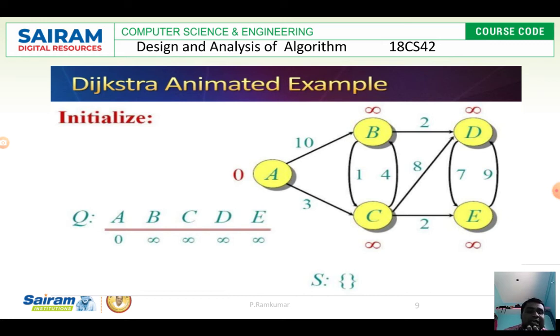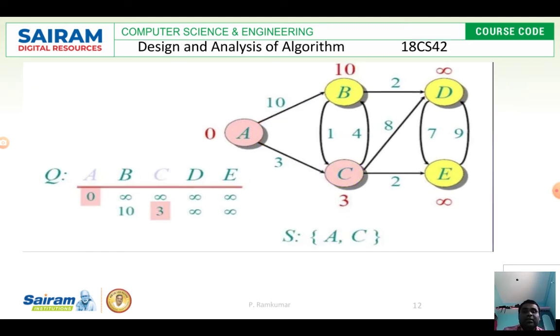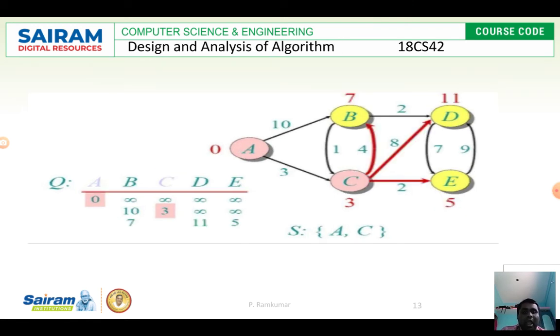Next, I'll consider A as well as C. Now A, then AC. Next, I'm going to consider from C to all other vertices. From C to B, the distance is 4. From C to D, the distance is 8. From C to E, the distance is 5.